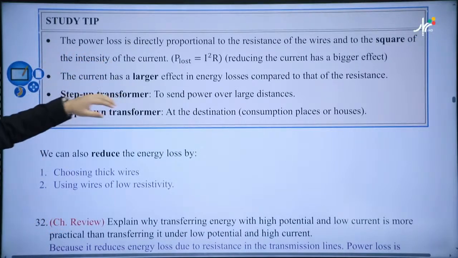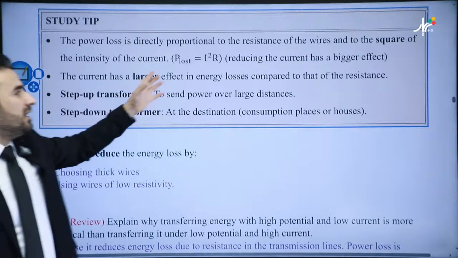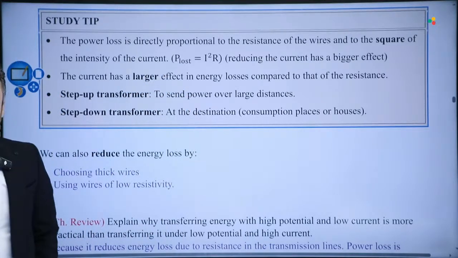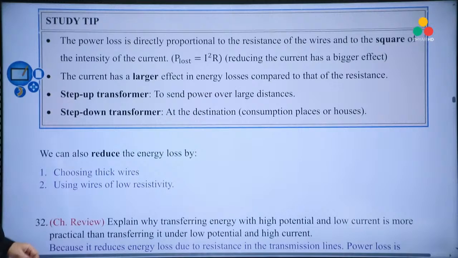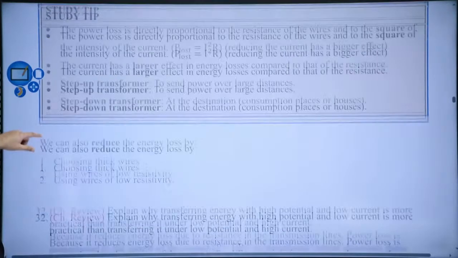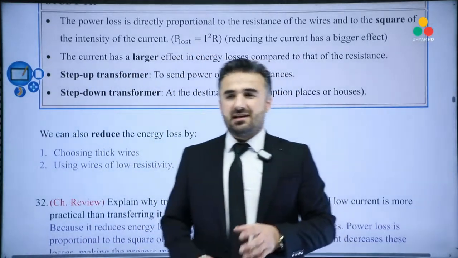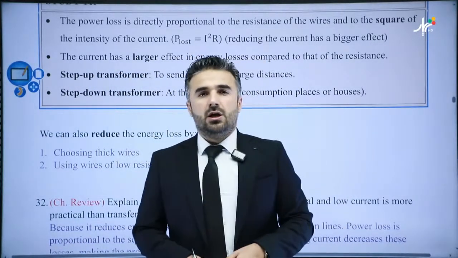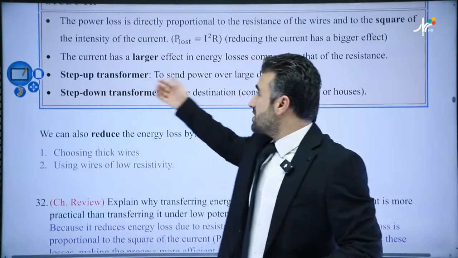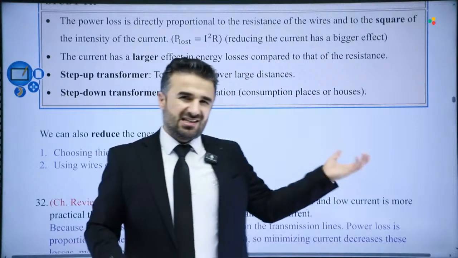Another point, related to the last part, says the current has a bigger effect in energy losses compared to that of resistance. Don't forget, because it is squared, it will have a bigger effect. Now going back to answer the question: how do we send power over long distances? We have to use a step-up transformer to send power over very large distances.